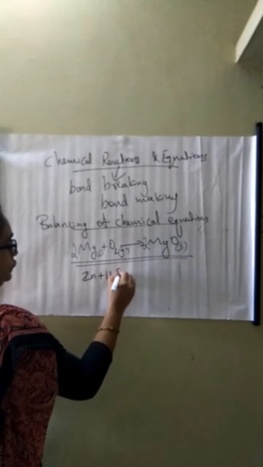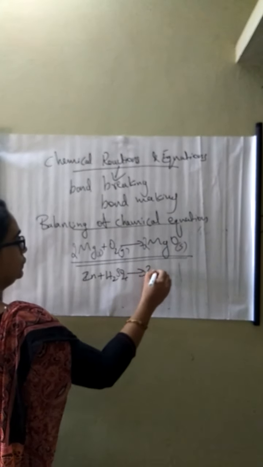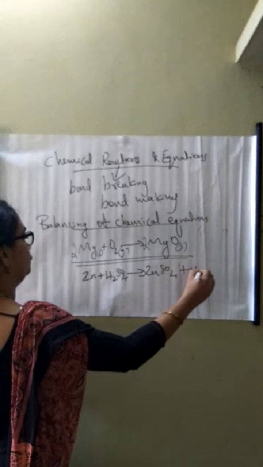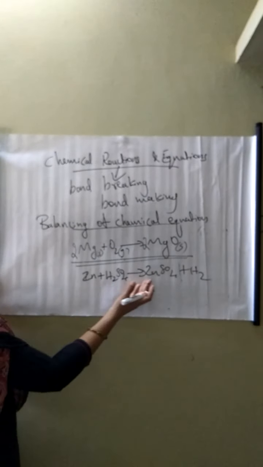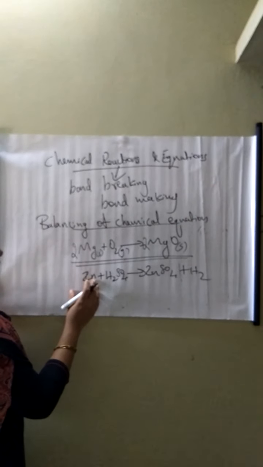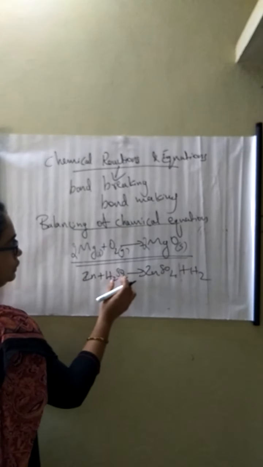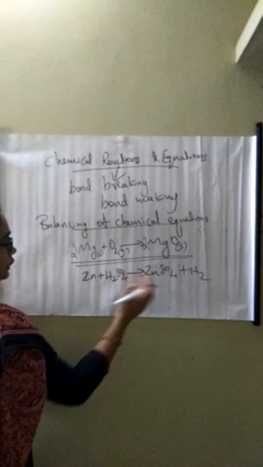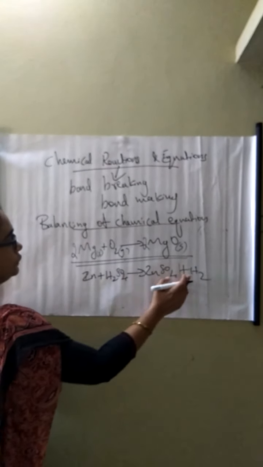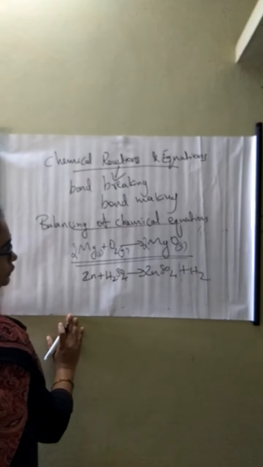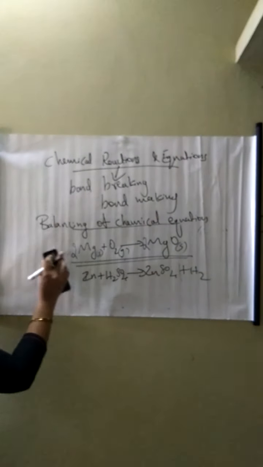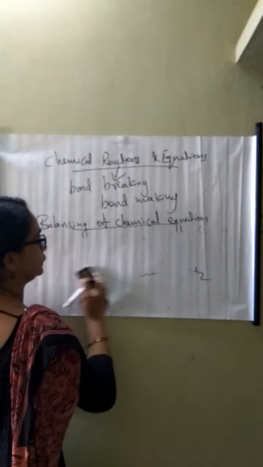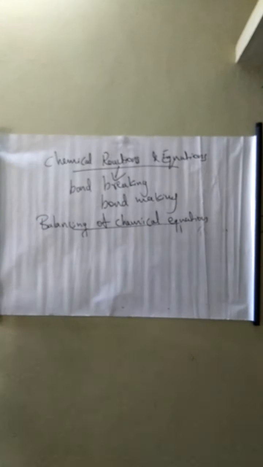Zn plus H2SO4 gives zinc sulfate plus H2. Is there any need to balance this equation? You can check it. It's already balanced. 1 atom zinc, 1 atom here, then sulfate ion 1 only, left and right side, 2 hydrogen on left side and 2 hydrogen on right side. That is balancing of chemical equation. Now we can see another example, balancing of chemical equation.